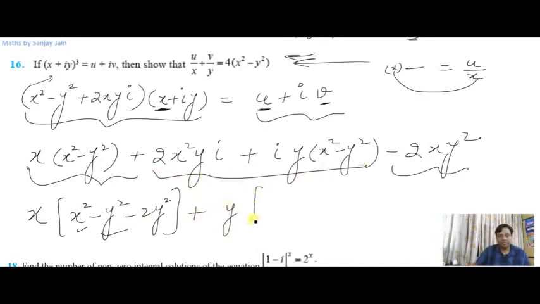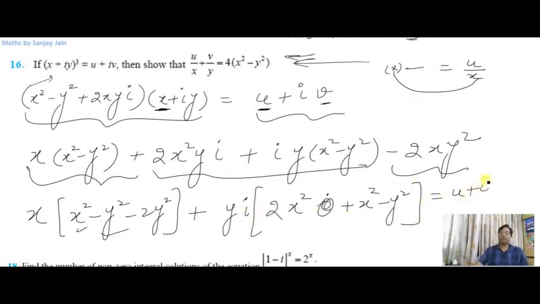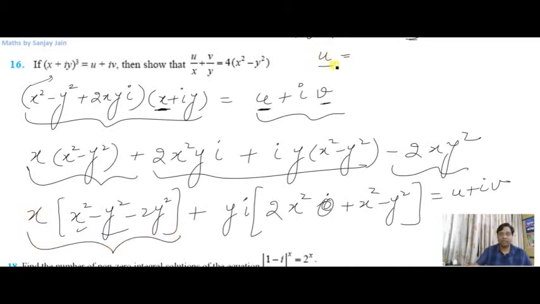And when I take y common, I'll have 2x squared iota plus x squared minus y squared iota. So let me take iota also outside. This is equal to u plus iota v. Now I can find the value of u by x, because I can compare the real parts and imaginary parts of both the sides. So u will be equal to this expression, hence u by x will be equal to x squared minus y squared minus 2y squared, that is x squared minus 3y squared.